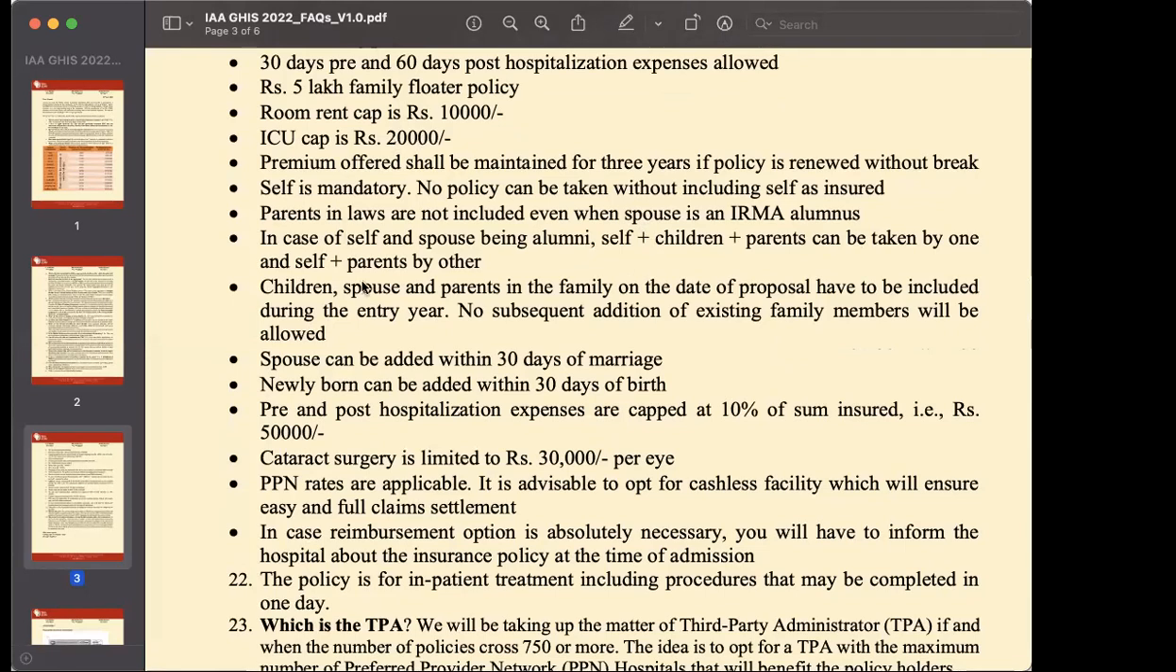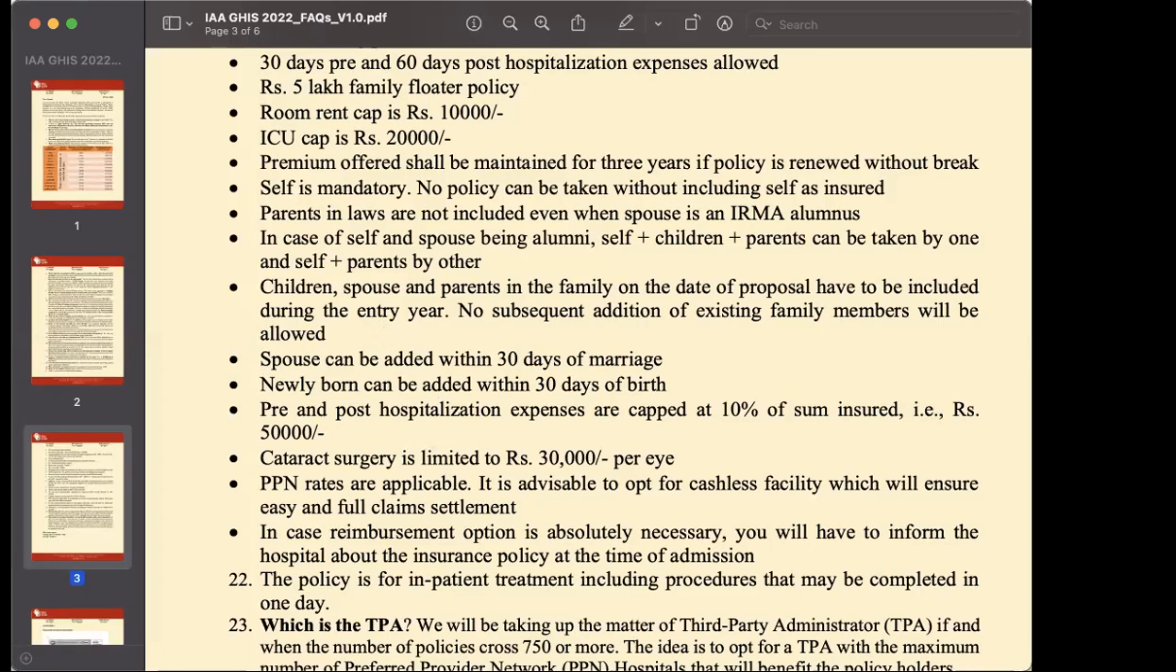The next point is that the room rent cap is 10,000, which means 10,000 per day actually, which means that whatever hospital you are choosing, room rent of up to 10,000 per day will be taken care of. Not more than that.